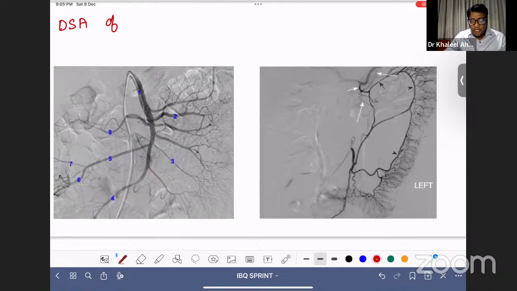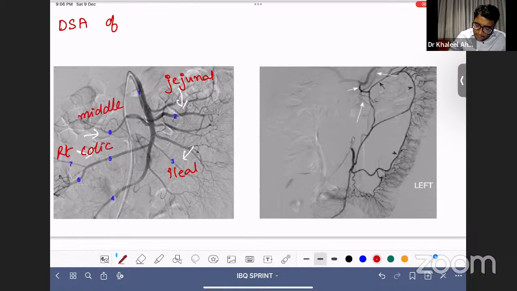Which artery is this? If you look at the digital subtraction angiography image, this is showing blood vessels originating on the right side also, on the left side also. In the superior mesenteric artery, the small intestinal vessels, the jejunal and ileal vessels, arise from the left, whereas the colic arteries, the right colic artery and the middle colic artery, arise from the right. So this is digital subtraction angiography of the superior mesenteric artery. Are you following?